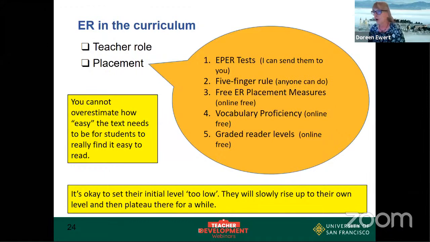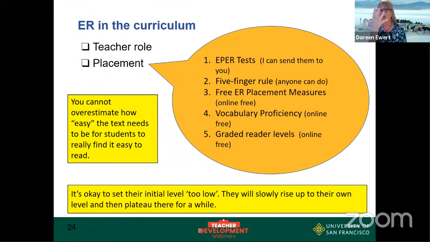There are materials that are free and available, like these tests, like number one, you can actually email me and I can send them to you. The 5-finger rule is almost the best. Anybody can do it. You open up a book sort of in the middle and you say, every time I meet a word that I really don't know what it means, I put up a finger.